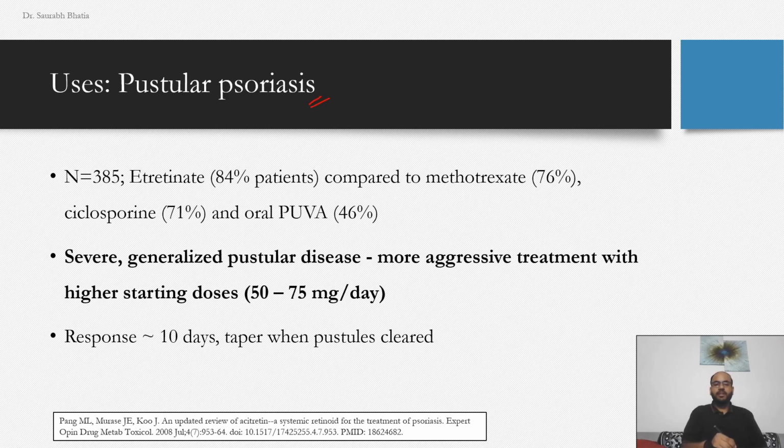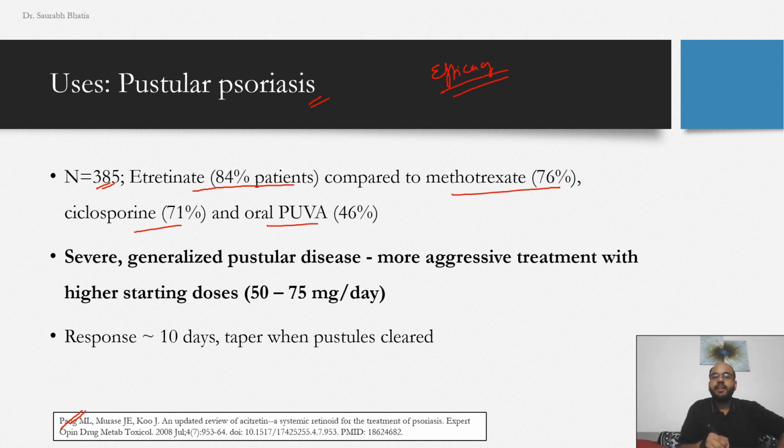Other use is in pustular psoriasis. In an article which we have mentioned here, it is mentioned that about 385 patients were treated with different modalities, different antipsoriatic drugs, and etretinate showed improvement in about 84% of patients compared to methotrexate, cyclosporin, and oral PUVA. Okay, 76% for methotrexate, 71% for cyclosporin, and 46% for PUVA. So it has been said that in terms of efficacy, the data for etretinate in some instances can be extrapolated to acitretin. Why? Because etretinate gets converted into acitretin in the body. We have mentioned that it's a prodrug.